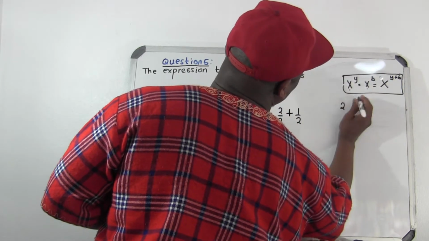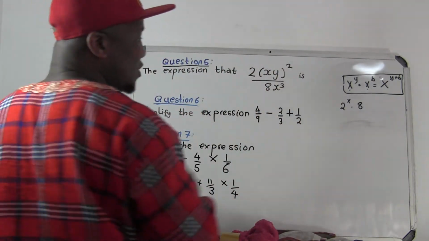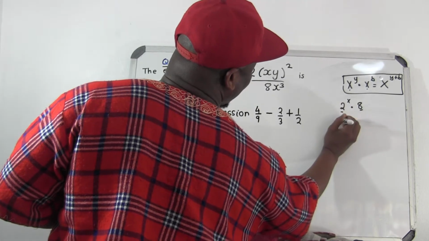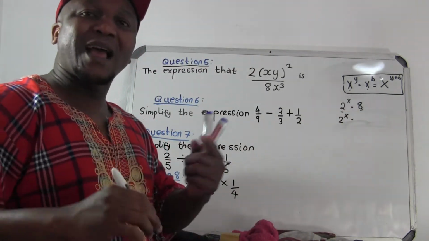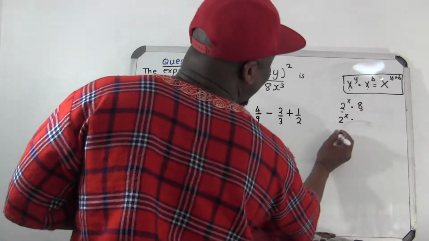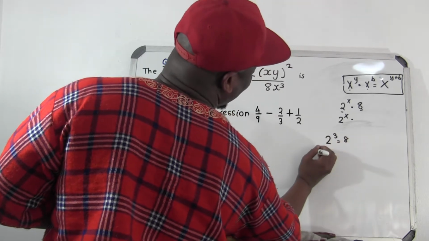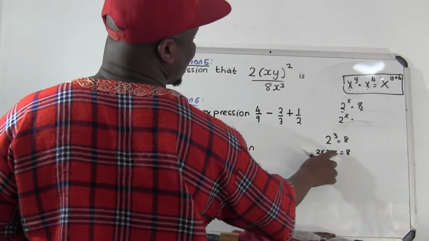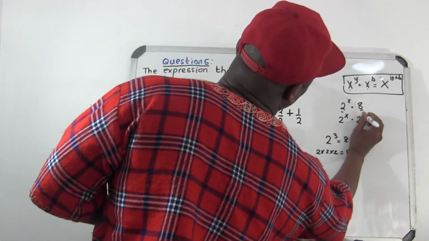For example, somebody gives you 2 to the x times 8 and says simplify. You see, the base is not the same, so let me break that 8 so I can have the same base. What is 8? 8 is 2 to the power 3. It's like 2 times 2 times 2, which gives us 8. So instead of writing 8, I write 2 to the 3.